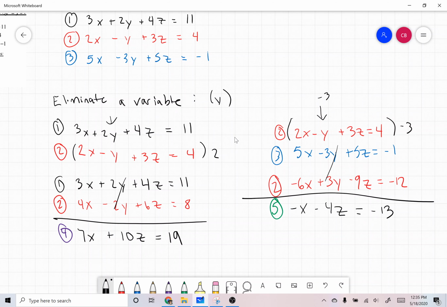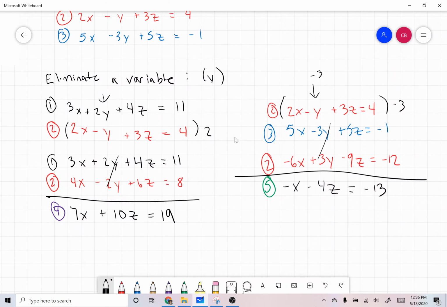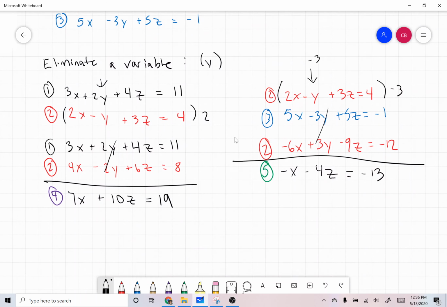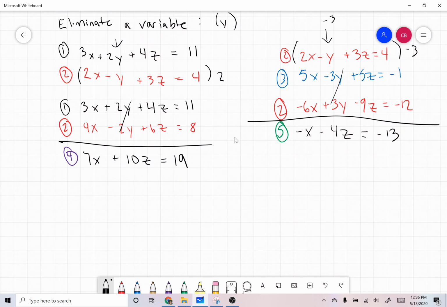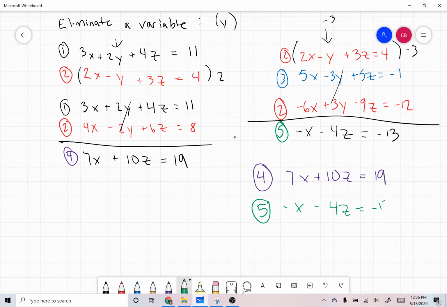Okay, so we've got the following. Let me make sure that that's good. Yes, this looks good. Okay, so now we have to use 4 and 5 in this case. Here's 4. Oops, sorry, that's 5. Here's 4. We have 7x plus 10z is equal to 19. And 5 is negative x minus 4z is equal to negative 13.